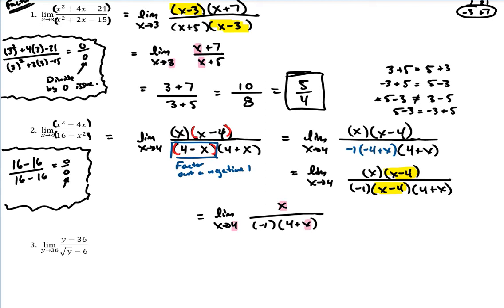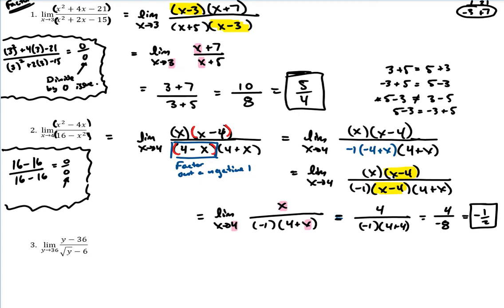So now I'm going to apply that limit value, which means I no longer write the limit. I just write the expression. So 4 goes into that x. And then I have negative 1, 4 plus 4 down below. And then now it's just simplify. So I have 4 over, this would be 8. 4 plus 4 is 8. -1 multiplying it would be -8. And then this simplifies to be -1/2.